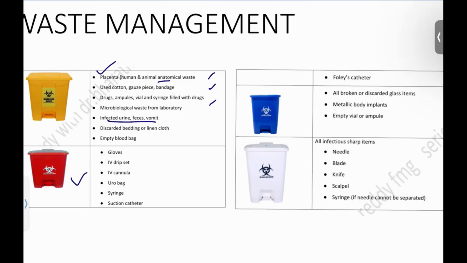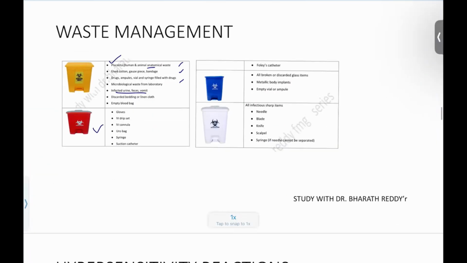Next, coming to the blue one, mostly the glass items. Very classic, like your metallic body implants, like your discarded broken glasses, all this will be sent into the blue one. Only sharp items, these ones will be going into the white one. Okay, this management is also important for us.